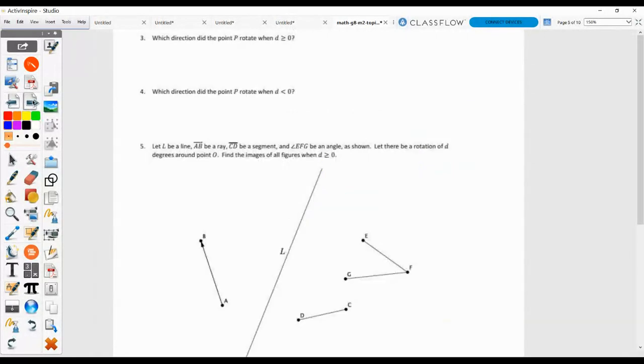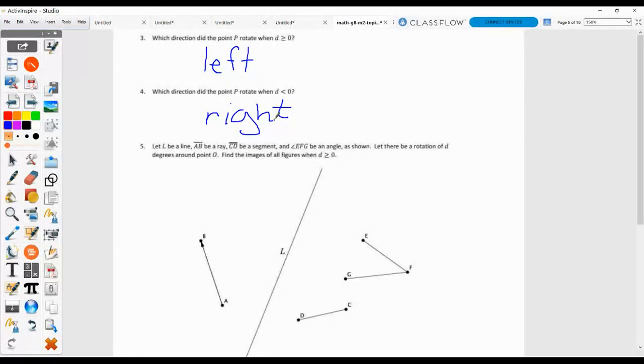All right, next page, top of the page. We are now on page 44. On 44, it says, which direction did point P rotate when D was greater than or equal to 0? It went left. And which way did it rotate when it was less than 0? And that would be right. That's probably the most difficult part about rotations, is knowing which direction you're rotating.